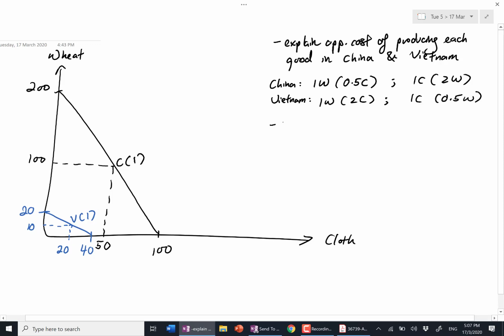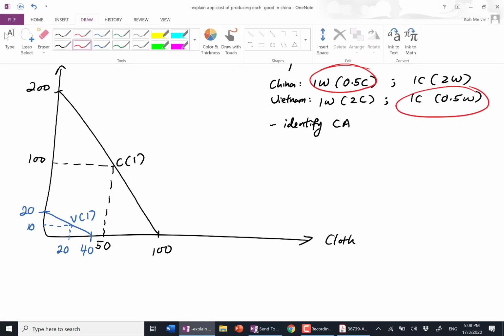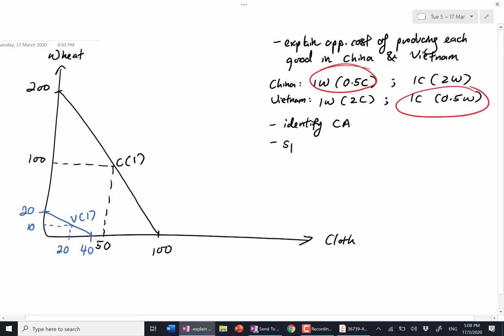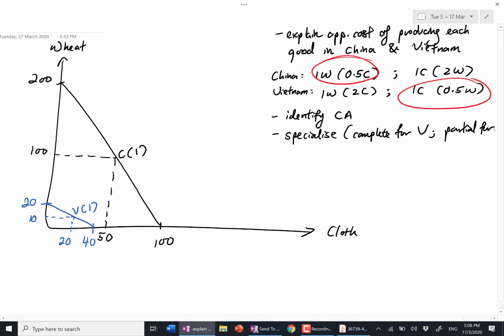So after you explain the op cost, you can identify their CA, which means China has a CA in wheat production, Vietnam has a CA in cloth production. Do you follow? And after this, they are going to specialize. Okay. So we assume complete specialization for Vietnam, partial specialization for China. So the numbers will follow the ones in my book.